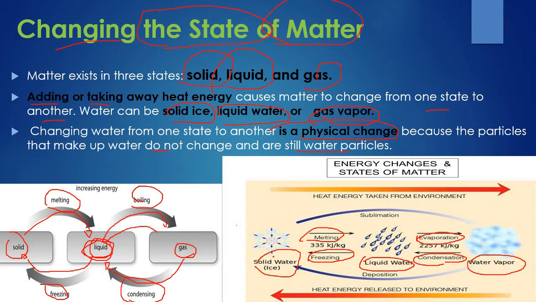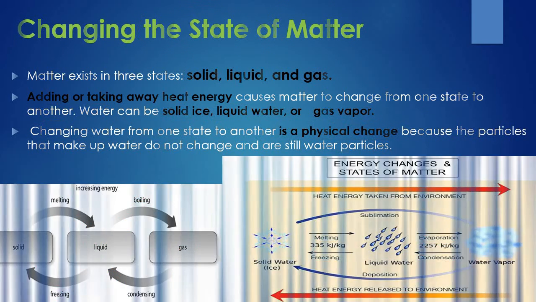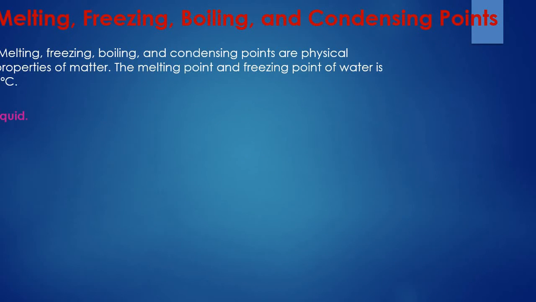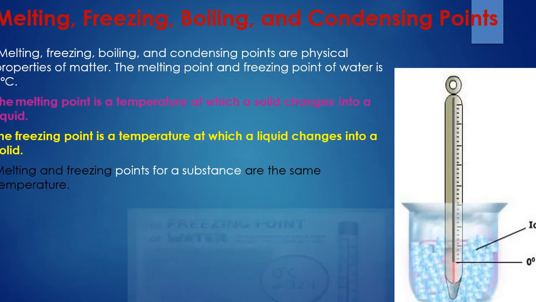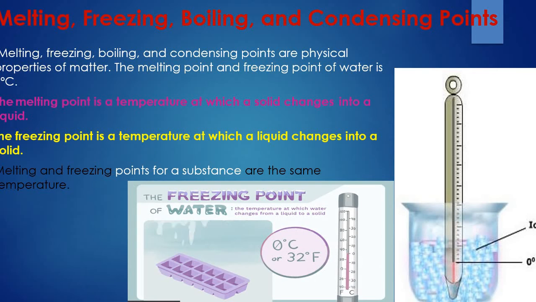So when a change from solid ice to liquid, it is still water, so it's a physical change. When a liquid water changes to water vapor, the water vapor is still water. So the particles that make up water vapor are still water, so it's a physical change. Melting and freezing, boiling and condensation are physical properties of matter.